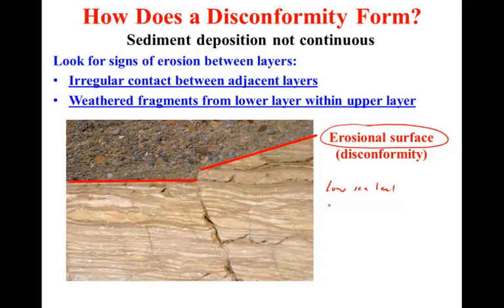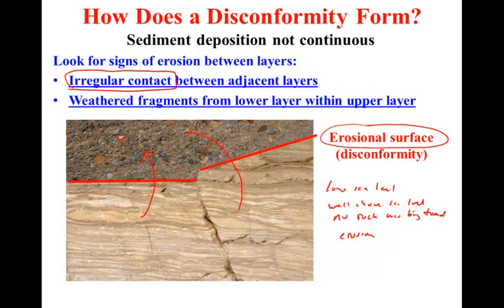Area was well above sea level as a result, and no rock was being formed. Instead, we have erosion of already existing rocks occurring. And this shows up as an irregular contact between those rock layers, and also fragments of the older rock layer incorporated within the younger rock layer.